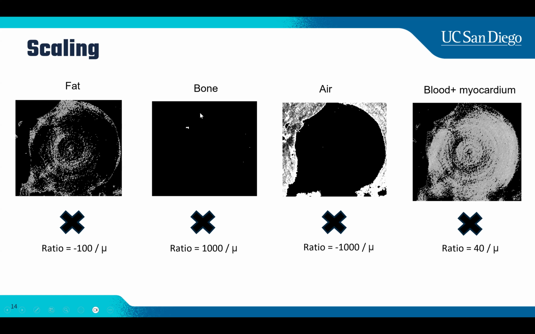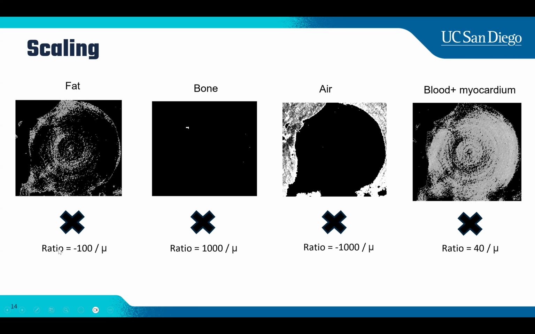I mean, it's bone, but it's basically calcium right here. So I did it for the air, and I did it for the blood and the myocardium. I just basically threshold to segment them out. Then I scale them based on the Hounsfield units.